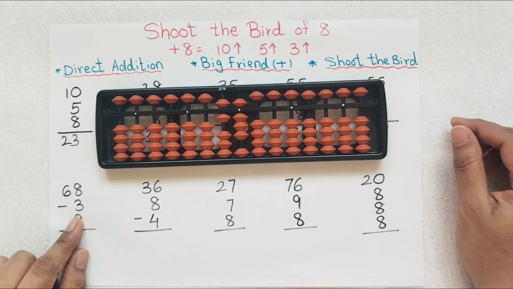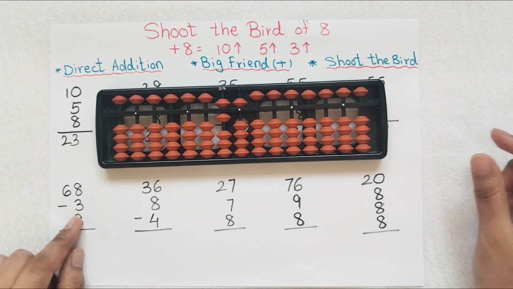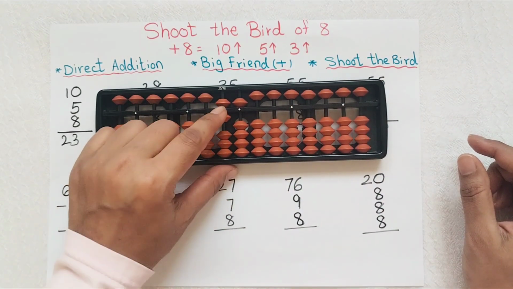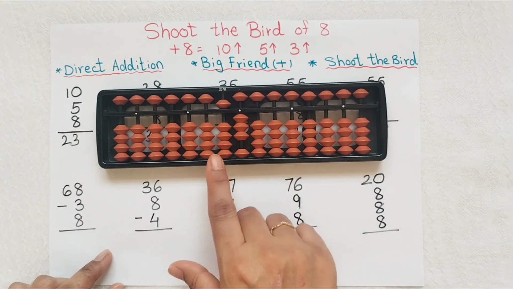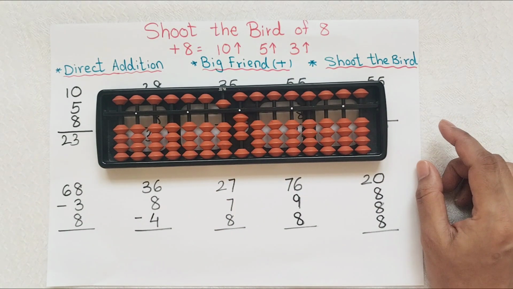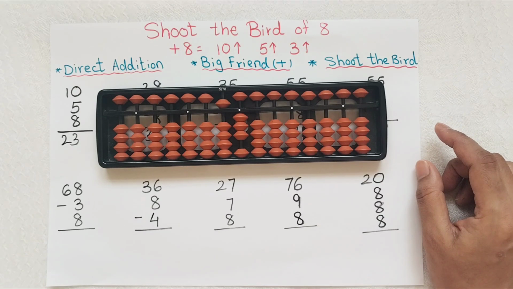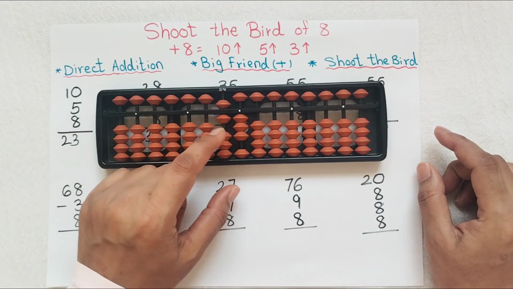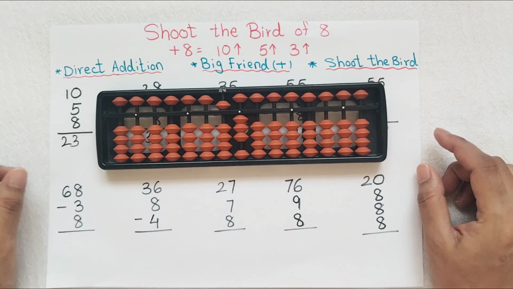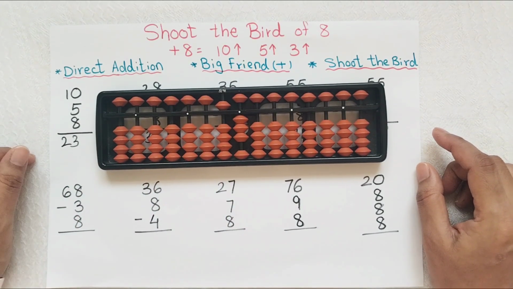68 less 3. Now plus 8. Is it correct? My answer is 53. Am I correct? No? Why? What is wrong here? Yes. Instead of up, 10 up, I did down. That's the reason. It is wrong.